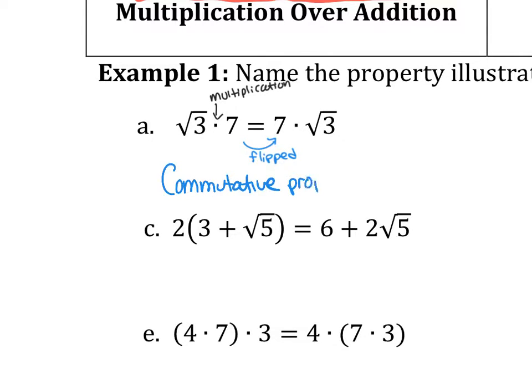So commutative property of multiplication. You can abbreviate property with prop, and multiplication, if you want to use the multiplication sign, that's fine. But I do want you to write out commutative, at least.